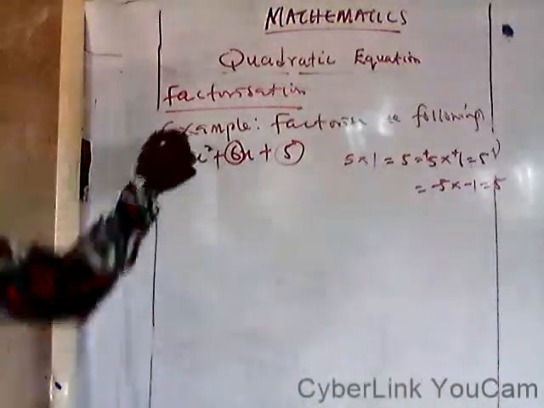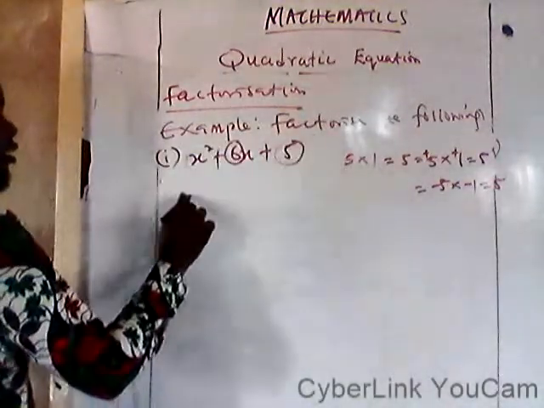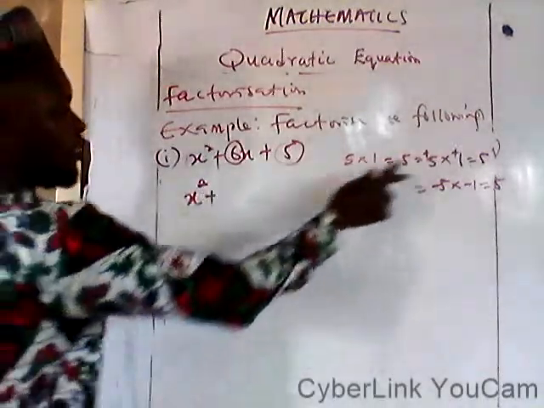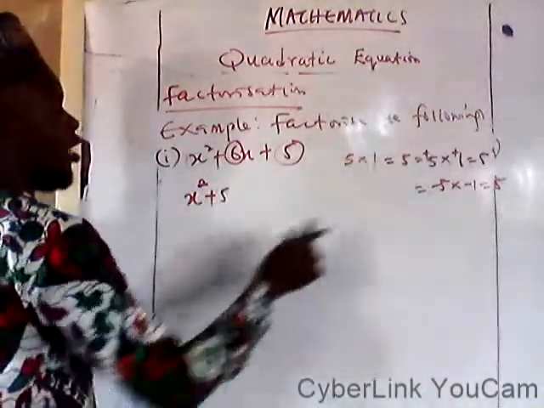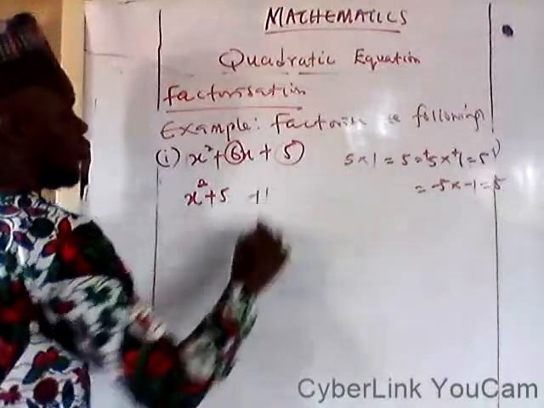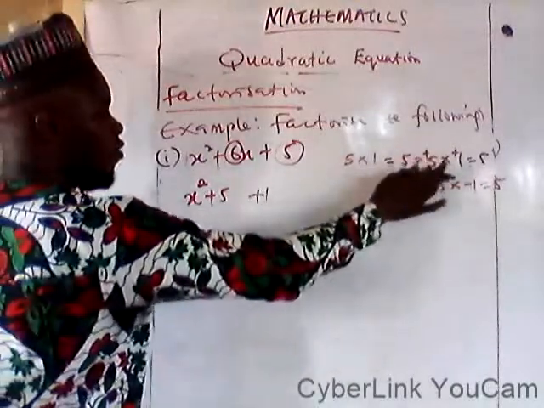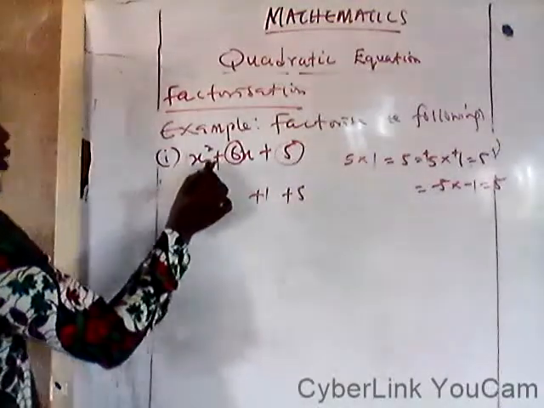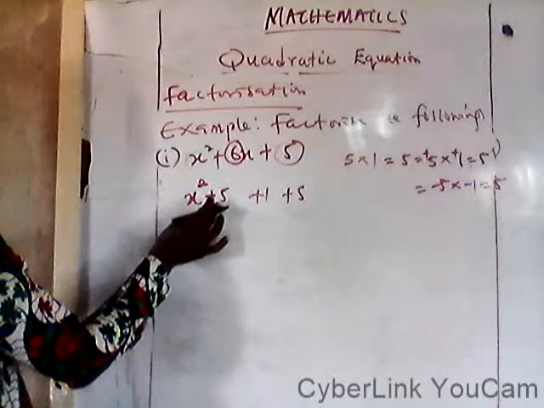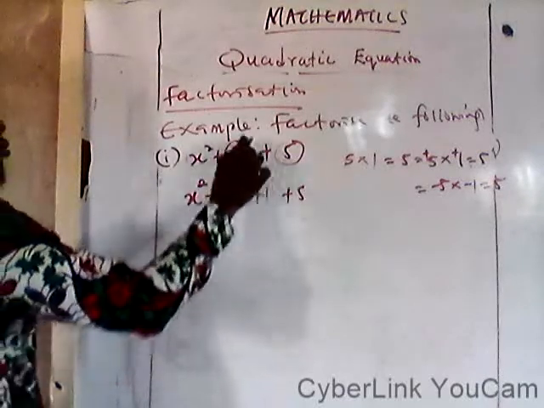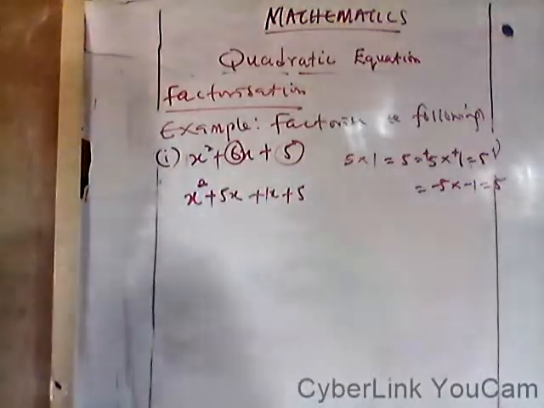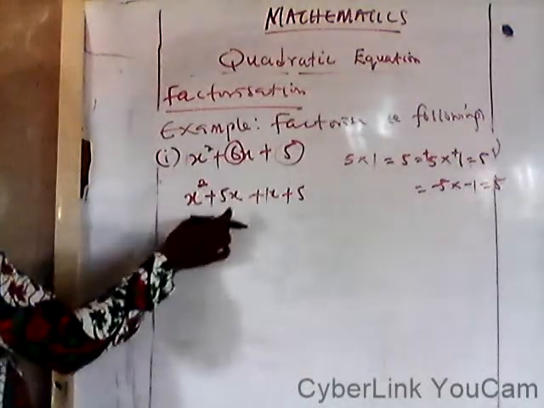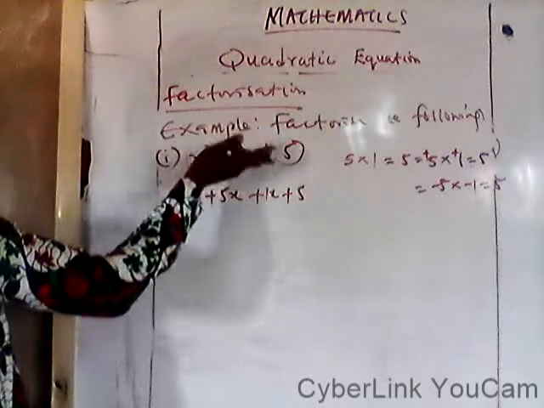So let's go back to the question now. You are going to write this in this form: x squared plus 5 and plus 1. Plus 5, plus 1. Then what do you have after the 5? It is x. The same thing after this one, it is also x. So you have written what you have here, but this is not changed. You are still writing the same thing in another form.